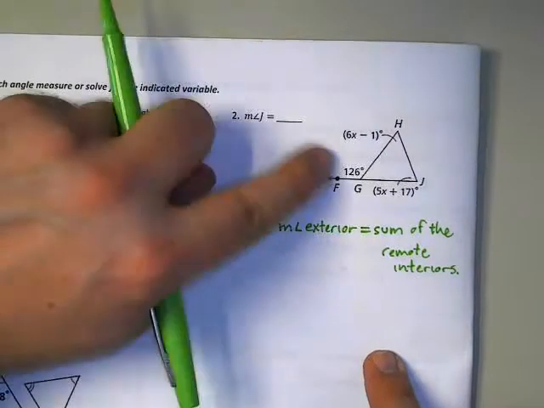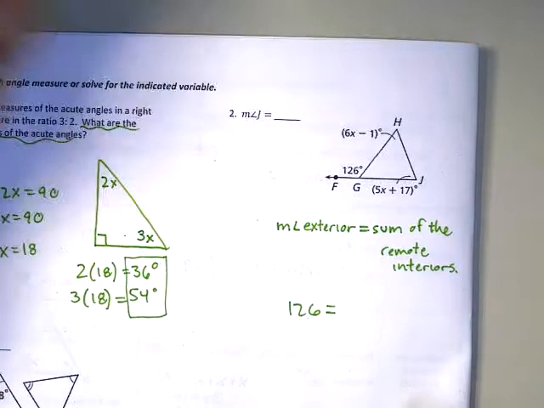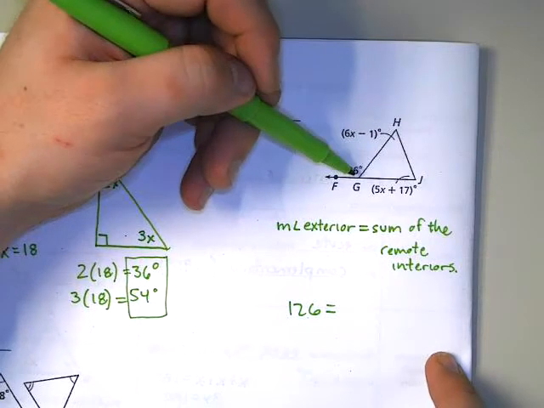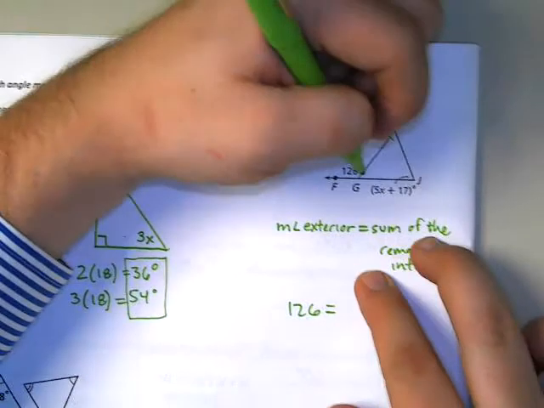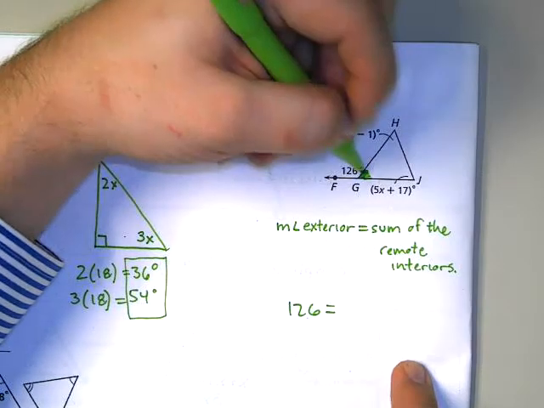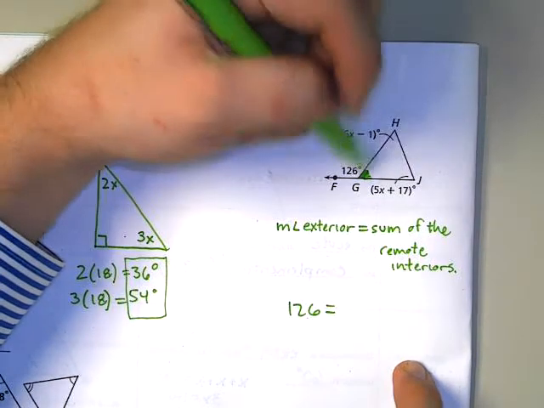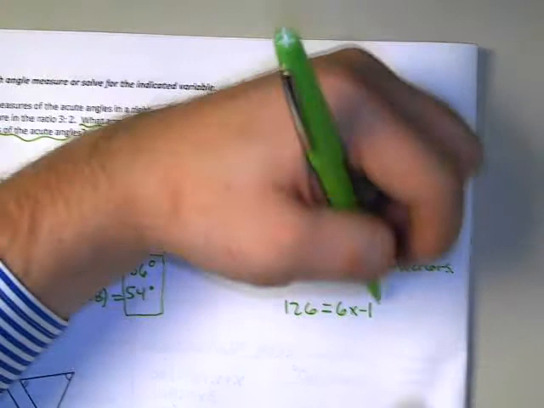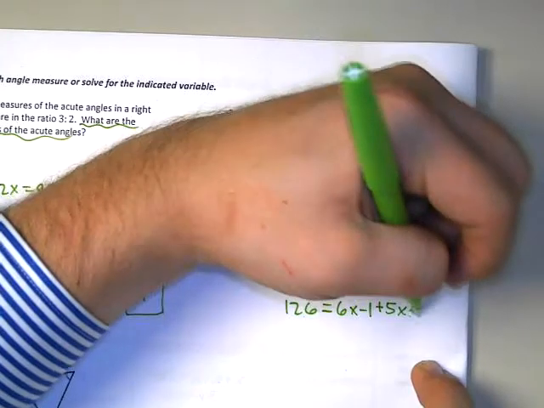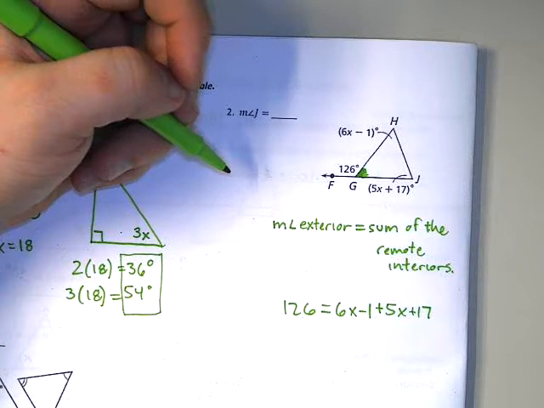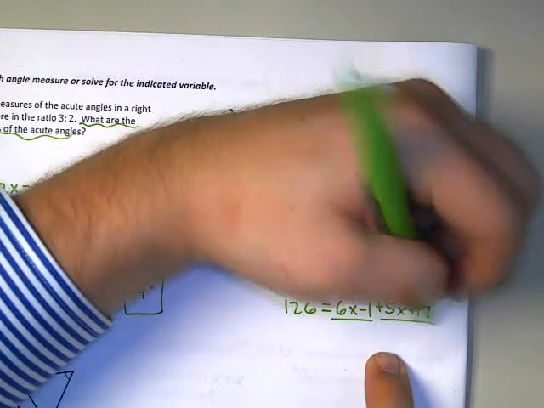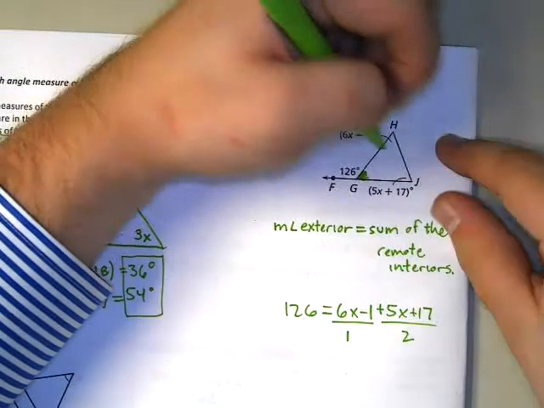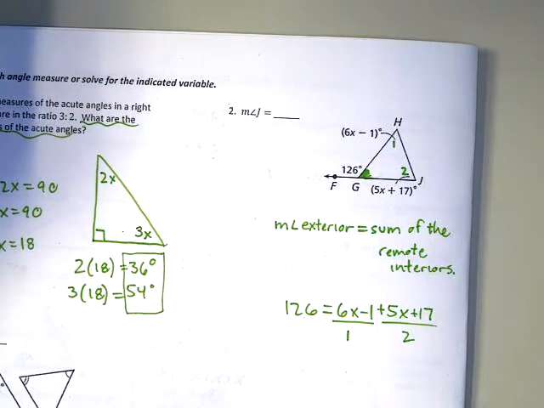Well, my exterior angle is 126, so that's going to be by itself. And then I know that the remote interiors, well, those are the two interior angles that the exterior angle is not touching, right? So this right here is out, because that's the angle that's touching the 126, which means my remote interiors are at H and J. So I'm going to just write 6x minus 1, and I'm going to add 5x plus 17. All right? Again, remote interiors. 1, 2. Hopefully you guys can see that. 1, 2.